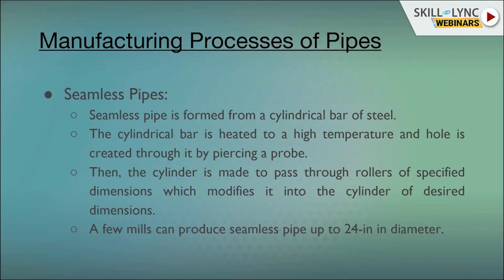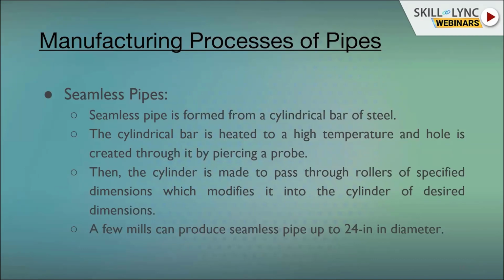If you have seen sugarcane extraction, if you go to a normal sugar juice center, there you will see the rollers which are used for extracting sugarcane juice. These are the same process used for forming a seamless pipe. The pipe is passed through a series of rollers of specified dimensions, so the pipe is modified into a cylinder of the desired dimension.